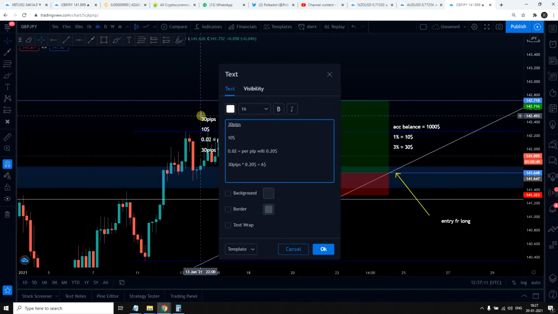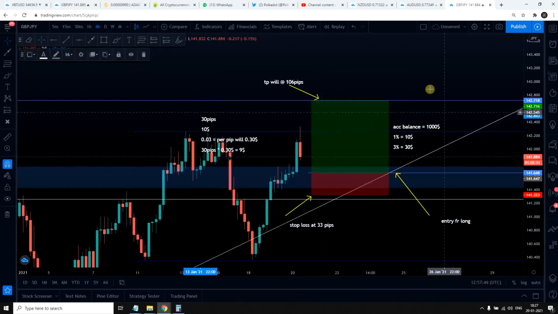Okay, so 0.02 we are not going with that, because risk management says that 1% of your account is $10, right? So $6 if you are going to lose, that means you are going to lose 0.6% of your account, right? So rather than that, we'll go with 0.03 lot, which means per pip we are going to get 30 cents. That means 30 pips into 30 cents, you will get $9, right? So this looks good. That means we are going to enter this trade.